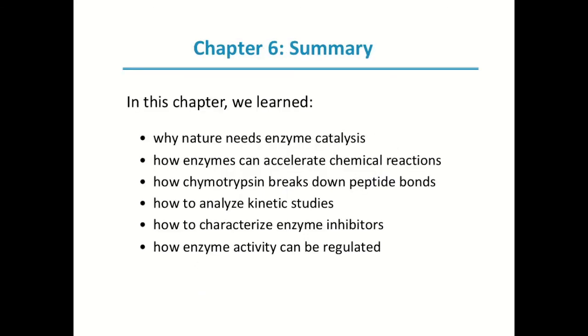In summary, in this chapter, we learned why nature needs enzyme catalysis, how these enzymes accelerate chemical reactions, and in particular, we looked at chymotrypsin and a lysozyme. We looked at kinetic studies involving Michaelis-Menten kinetics. We talked about enzyme inhibitors, competitive, uncompetitive, and mixed inhibitors. And then we talked about the regulation of enzyme activity.